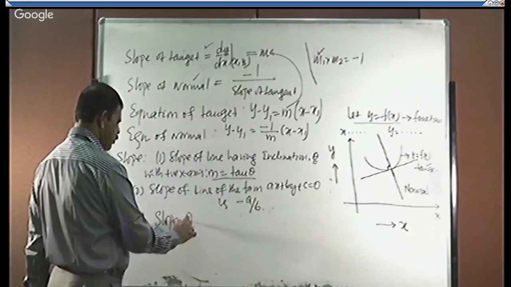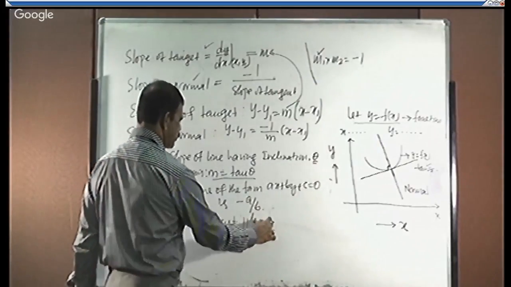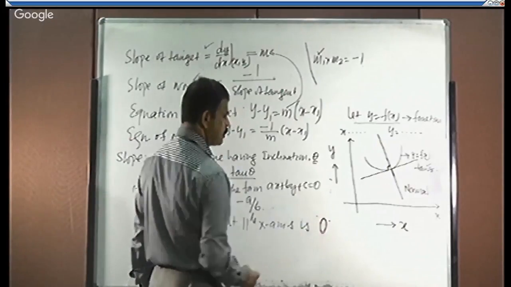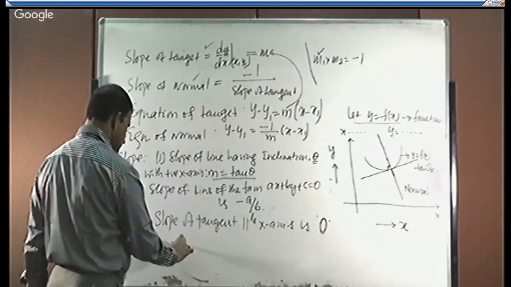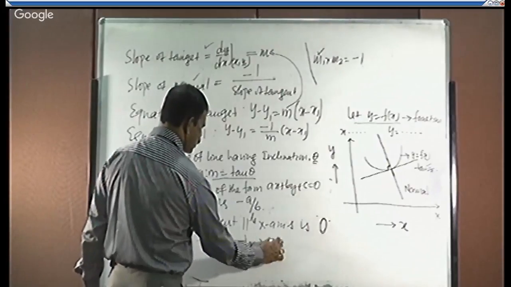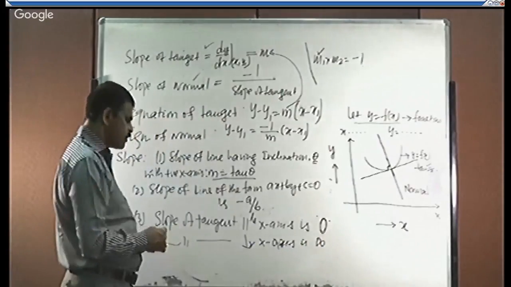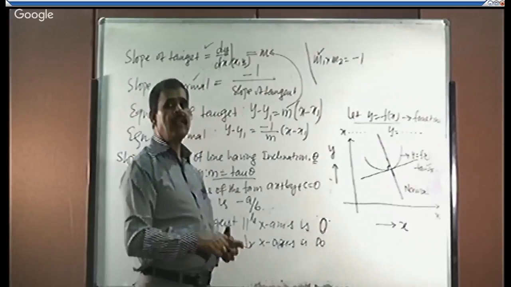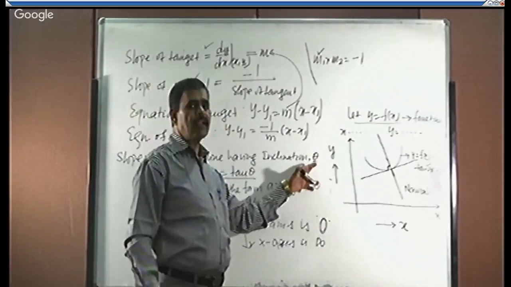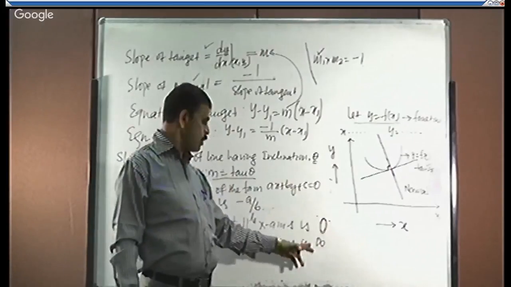Slope of tangent parallel to x-axis is always 0. Slope of tangent perpendicular to x-axis is infinity. Why is the slope of a tangent parallel to the x-axis 0? Because when a line is not crossing the x-axis, what is the inclination? The inclination theta is 0. If theta is 0, what is the slope? Slope is tan 0. Tan 0 is 0.